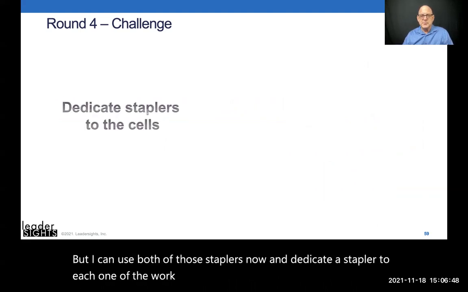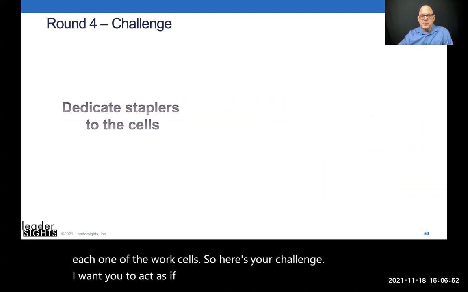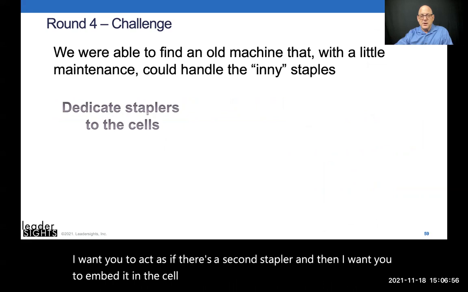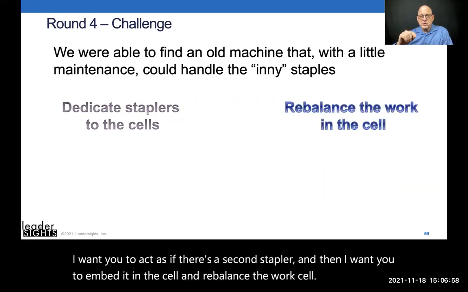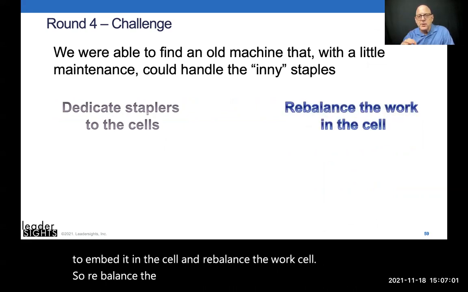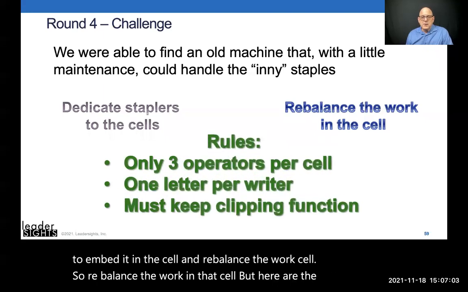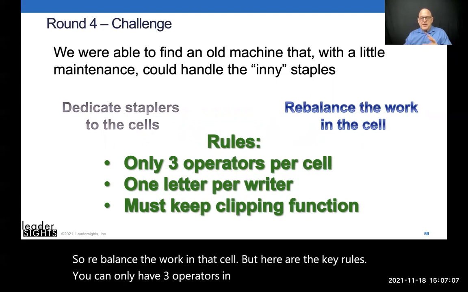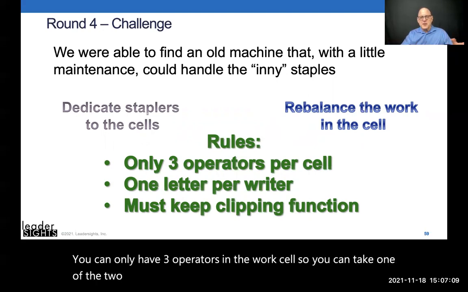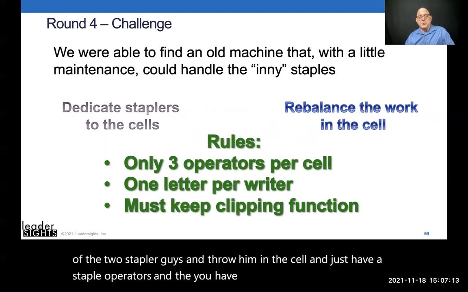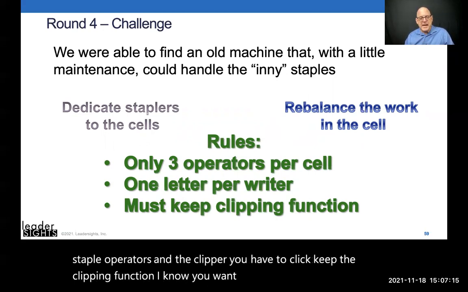So here's your challenge. I want you to act as if there's a second stapler, and then I want you to embed it in the cell and rebalance the work cell. So rebalance the work in that cell, but here are the key rules. You can only have 3 operators in the work cell. So you can't take one of the 2 stapler guys and throw them in the cell and just have a staple operators and the clipper. You have to keep the clipping function. I know you want to get rid of it, but you can't.